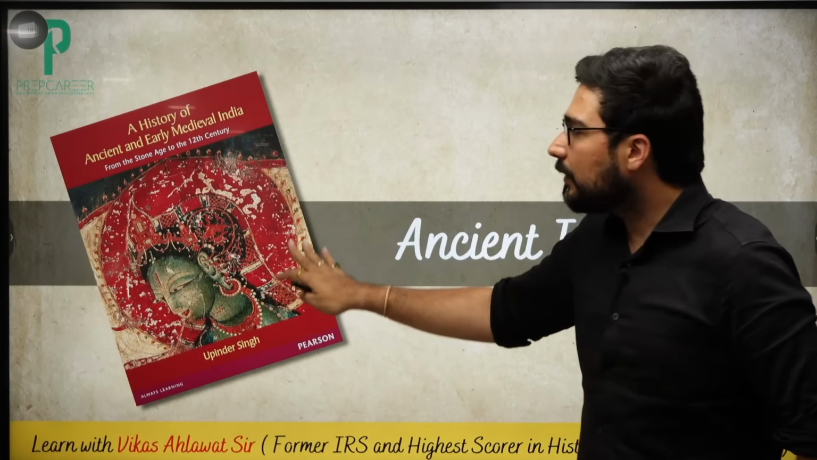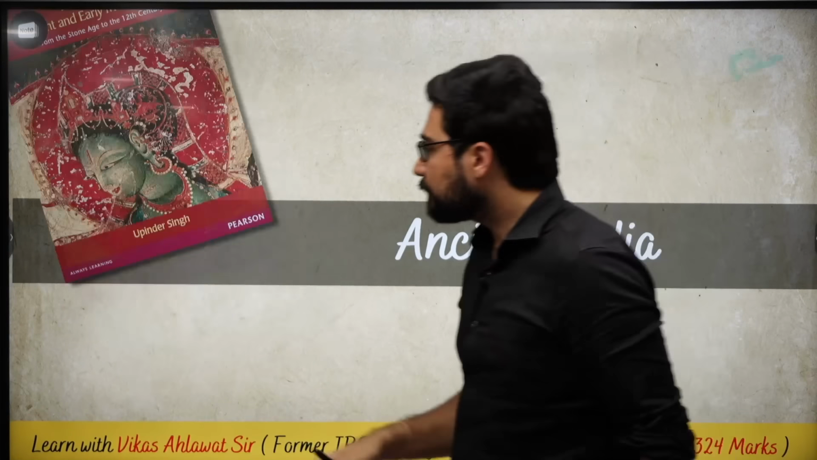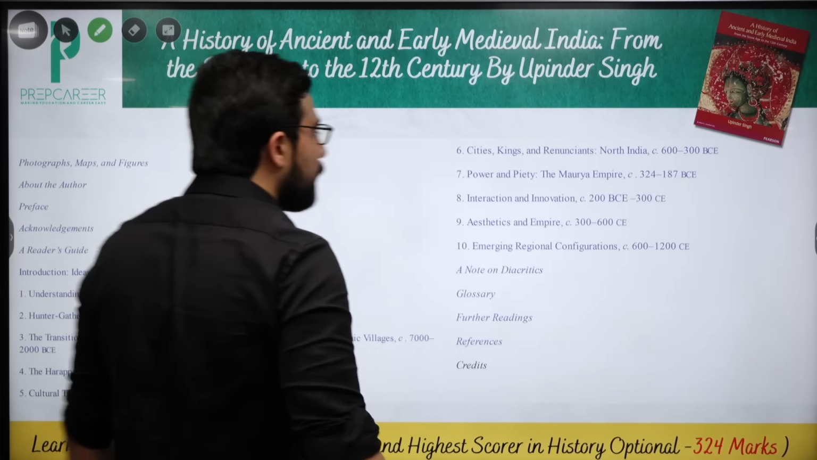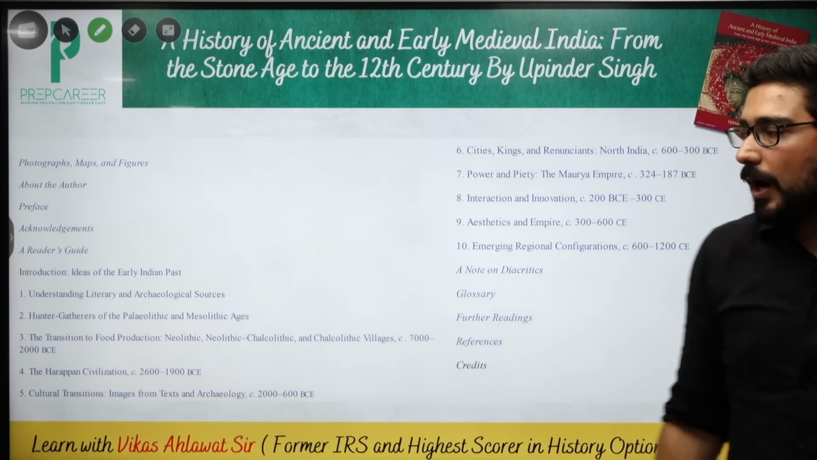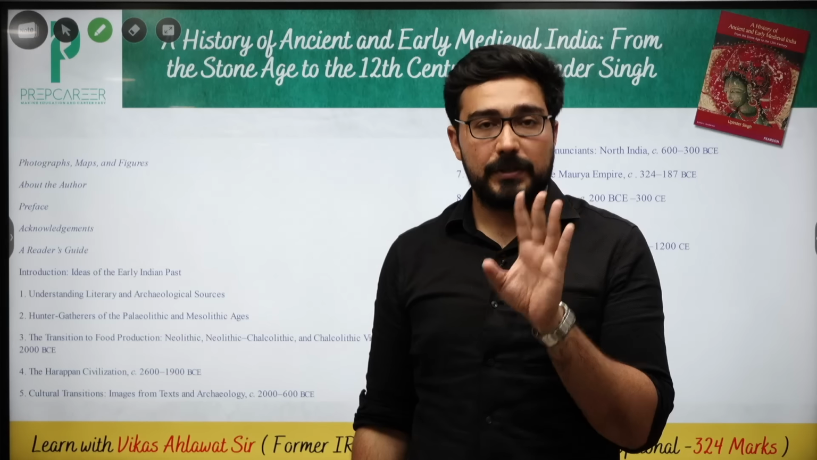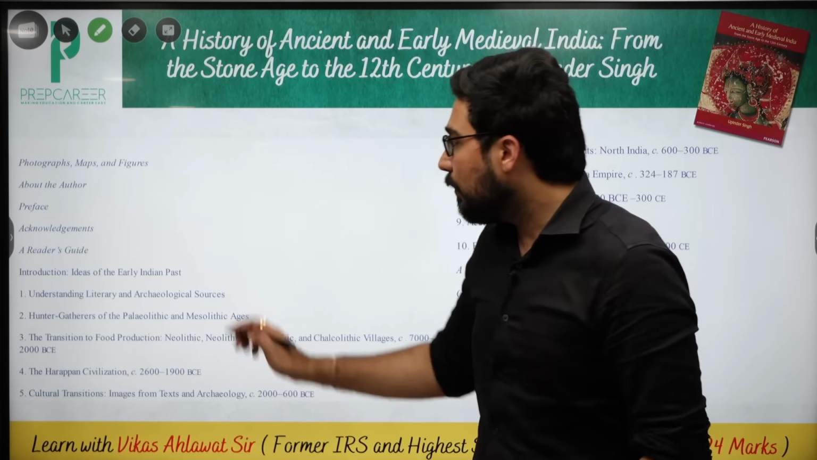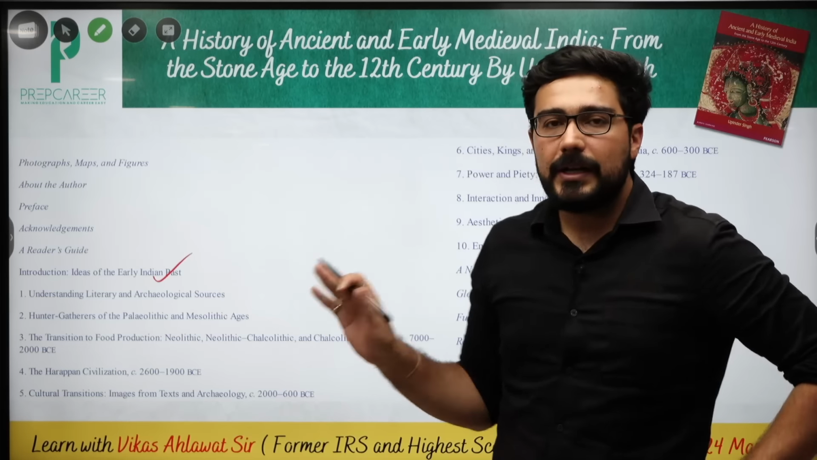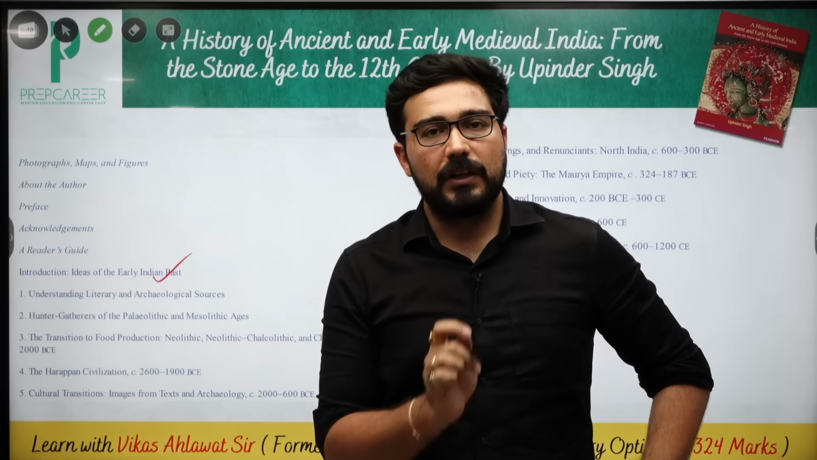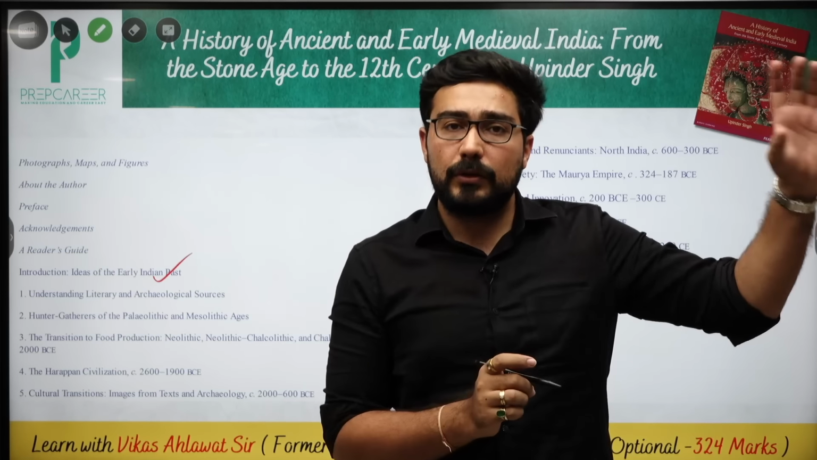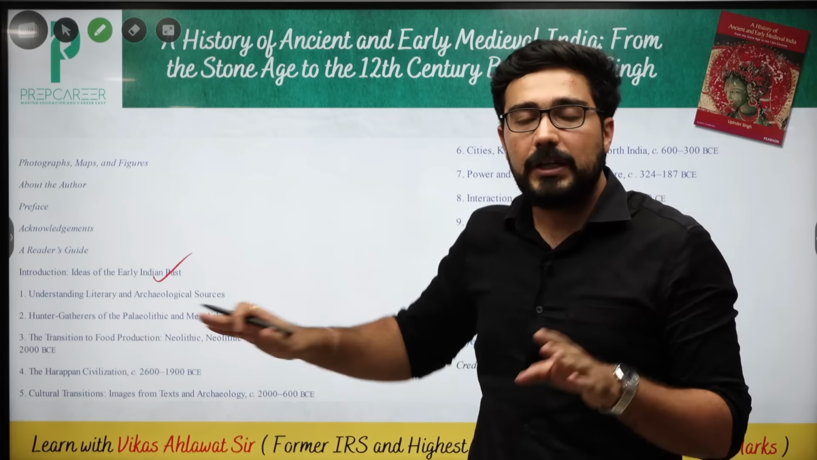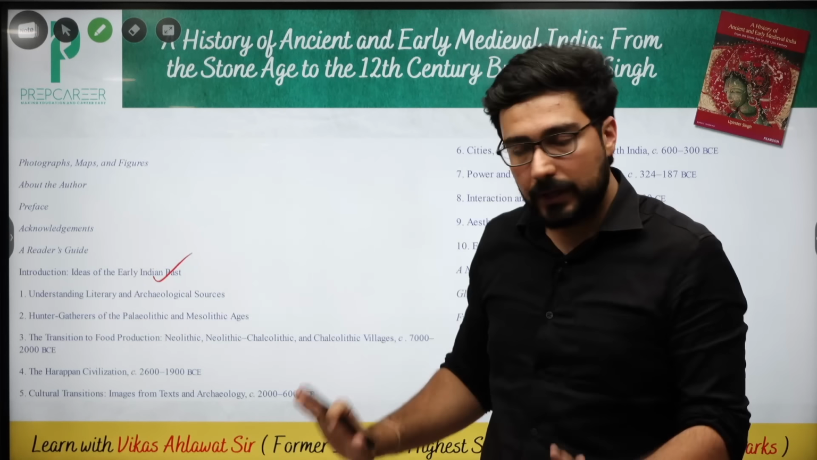So first we'll start with this Upinder Singh. In Upinder Singh, if you see, we have roughly 10 chapters. Out of these 10 chapters, exam specific, which are the specific areas, let me just mark it for you. Number 1, the ideas of early Indian past. You have to read it. Why? It provides you basic information about the development of Indian historiography, starting from the colonial school all the way up to the subaltern school. Basic level problem will be solved even for your interview.